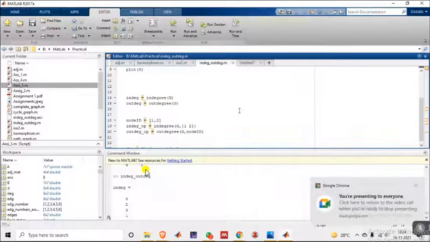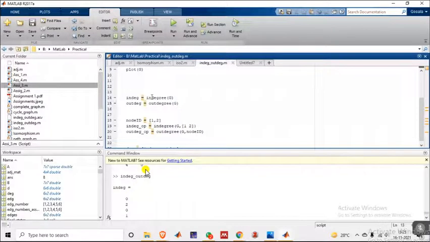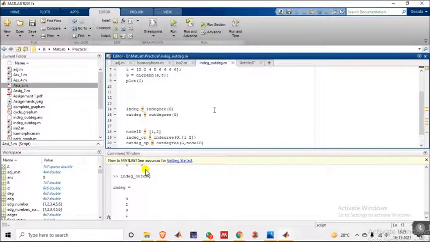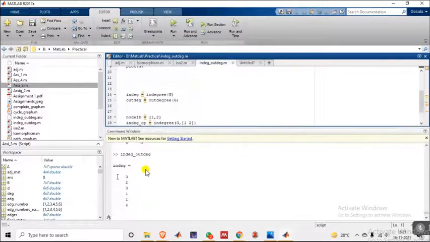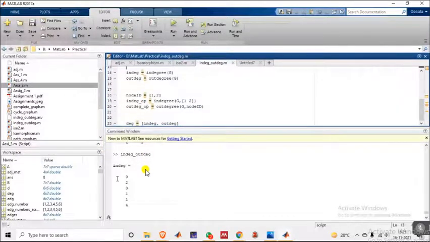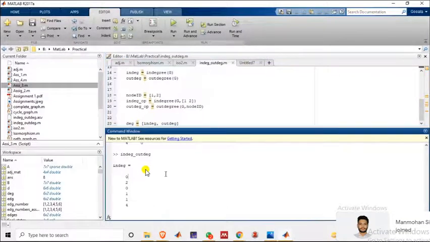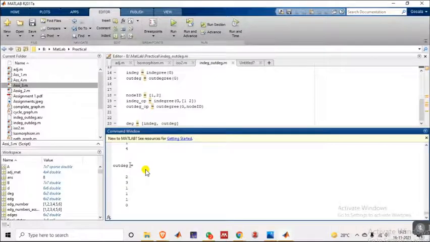So to calculate the out degree, we have to use the function out degree. Similarly, we will be using it for the same graph g, which we have already plotted. The output values which we are getting, you can see this. So for in degree we got this, similarly for out degree we got 2, 3, 1, 1, 1, 0 as the out degree values.